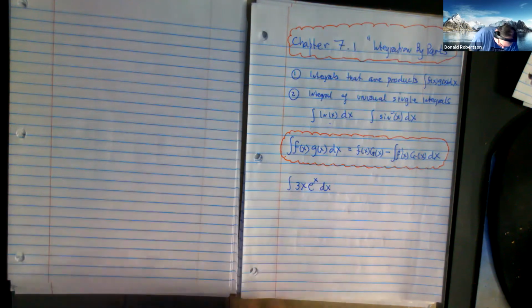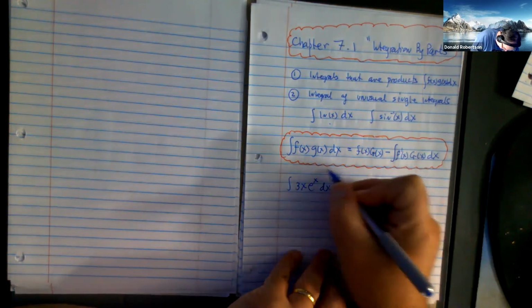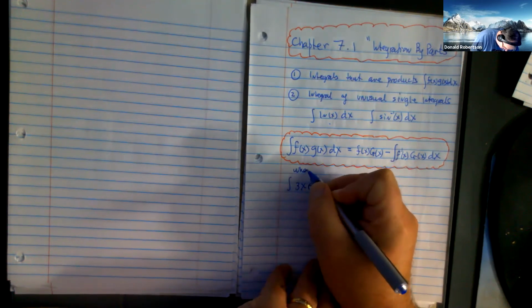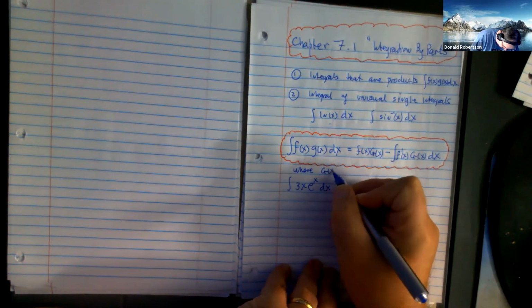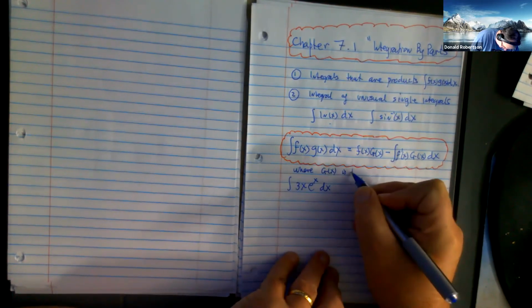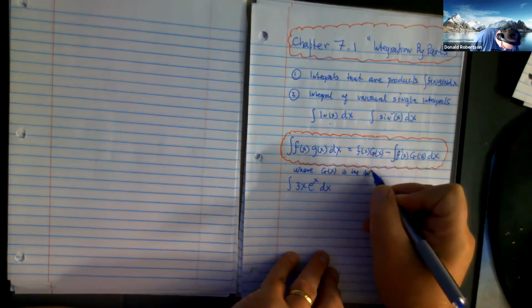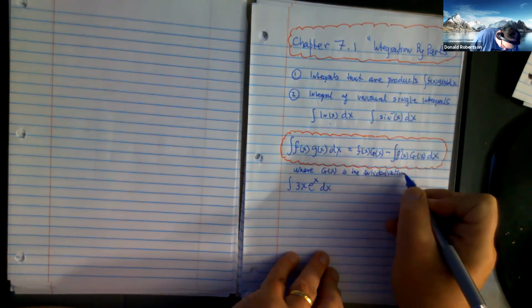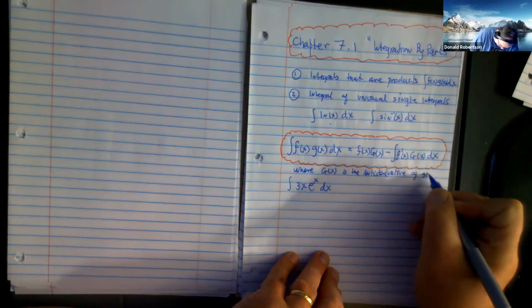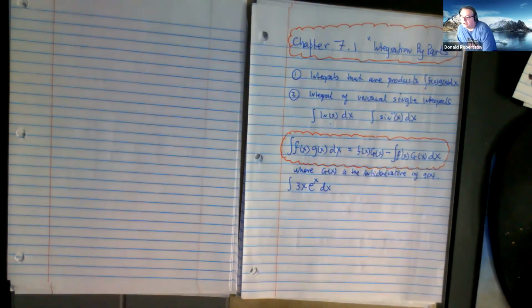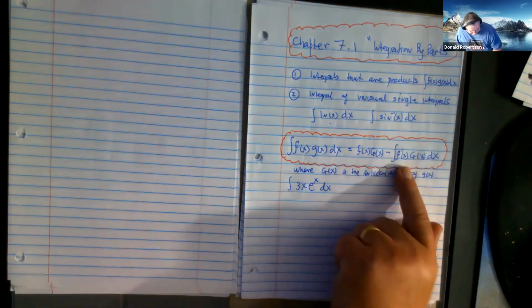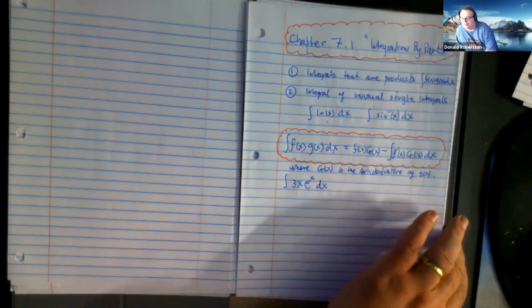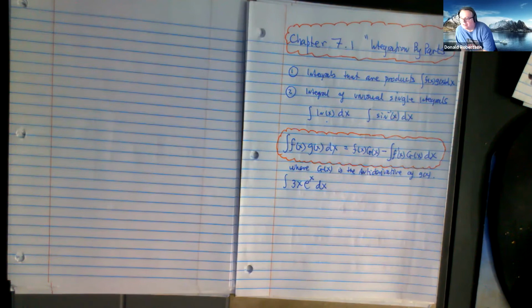Now, I should mention something here. Where capital G of x is the antiderivative of little g of x. I think that's kind of obvious, isn't it? We use the notation that capital just means integral. Do I need to write down f dashed of x means the derivative of f? I think you can figure that out, right? So I won't write it down.